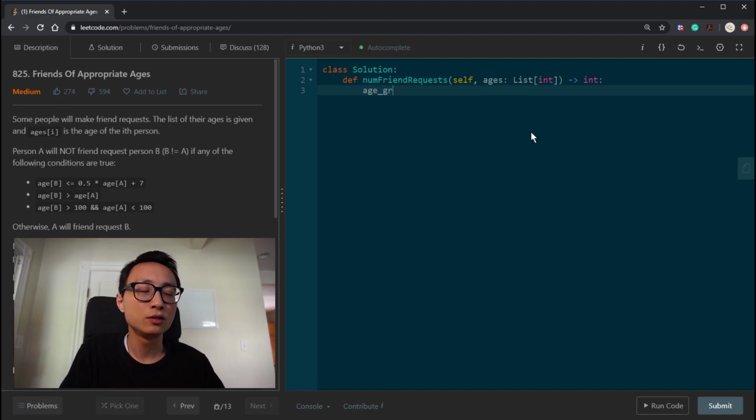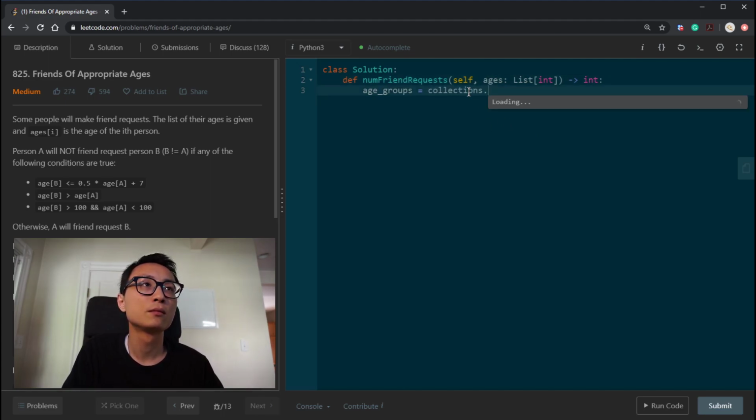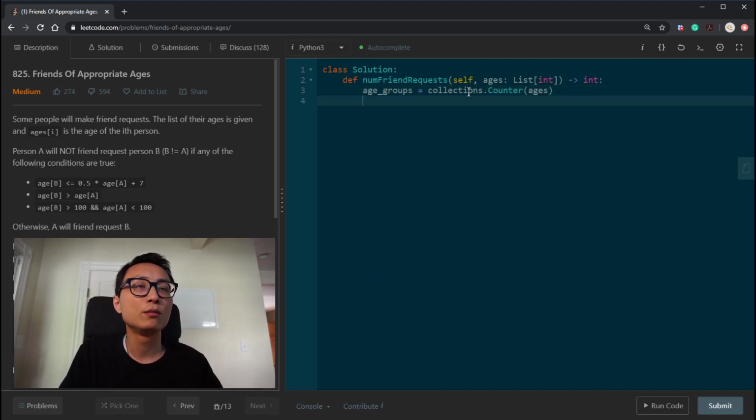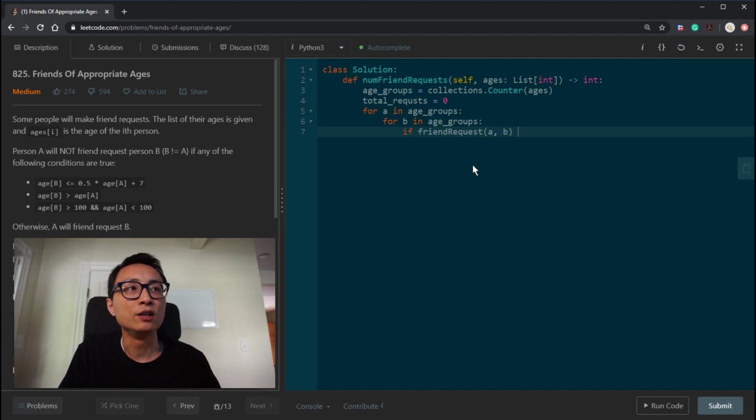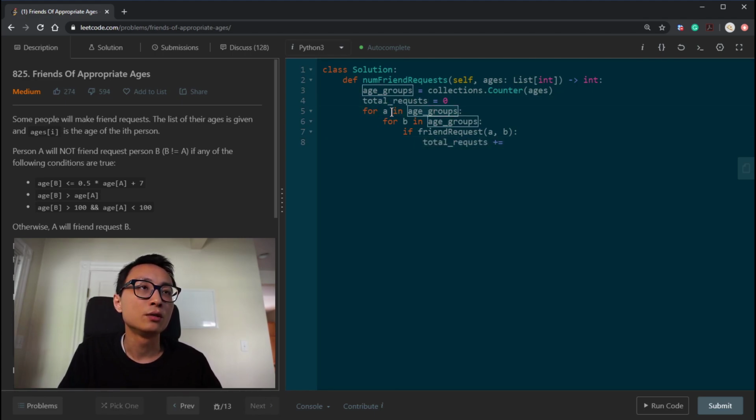So I'm gonna call this age groups, to be just running a frequency count of the ages here. And then we're gonna have a total requests, initially zero. Gonna loop over all the age pairs. The condition is that if A would make a friend request, based on their age, we will just add that to the total.